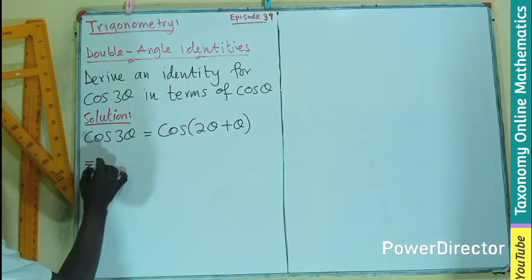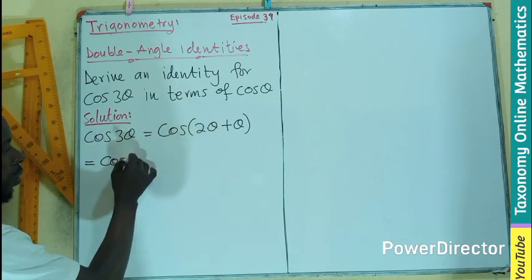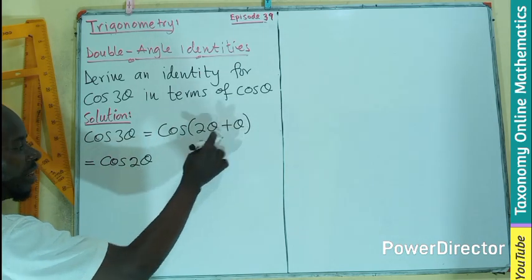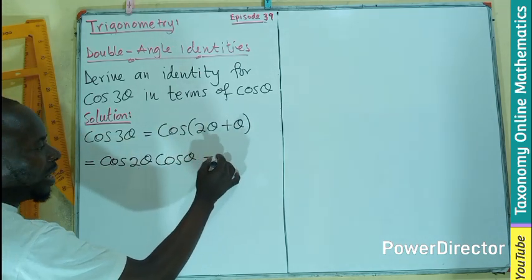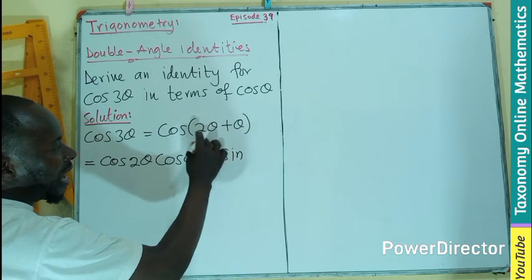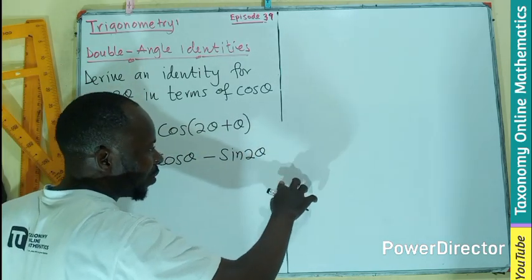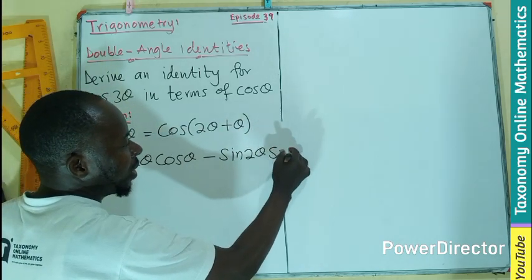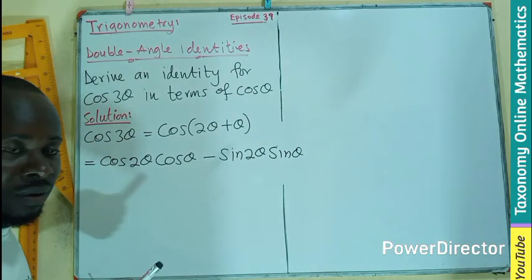That will be equal to the cos of the first angle, which is 2 theta, times the cos of the second angle, which is cos theta. Then minus the sine of the first angle, 2 theta, multiplied by the second angle, so sine theta. That is by compound angle, right?